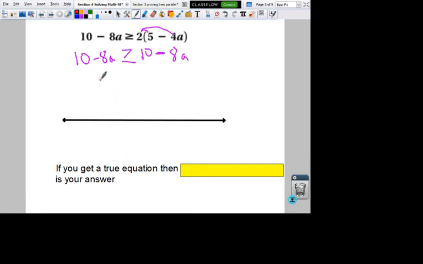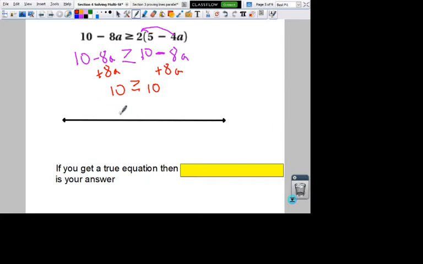You were going to combine like terms. We'll put them all on the same side, right? So how do I do that? We're going to plus 8A. Okay, what happens with the minus 8A plus 8A? It cancels out. They're gone, right? So I get 10 is greater than or equal to 10. Is that true? Yeah.